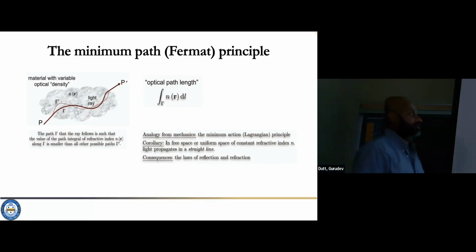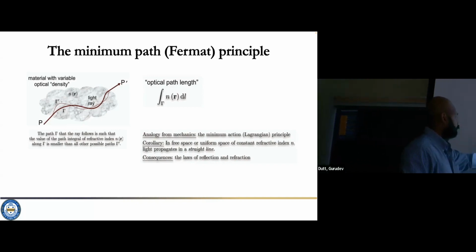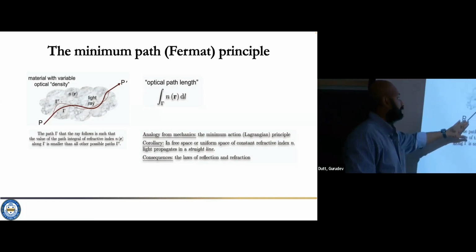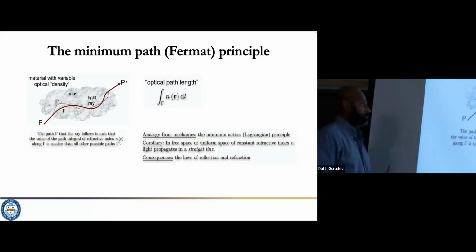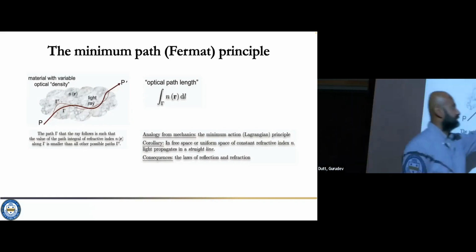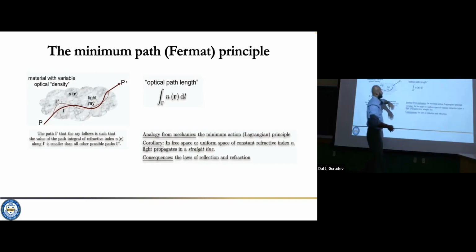But instead, what we're going to do is say that Fermat, and this is the same Fermat who did Fermat's last theorem, said that he could prove that theorem. This Fermat, what he said was the path gamma that the ray actually follows is the one such that this integral, the line integral over the path gamma of the refractive index times dl. Okay, so the distance is of course dl.